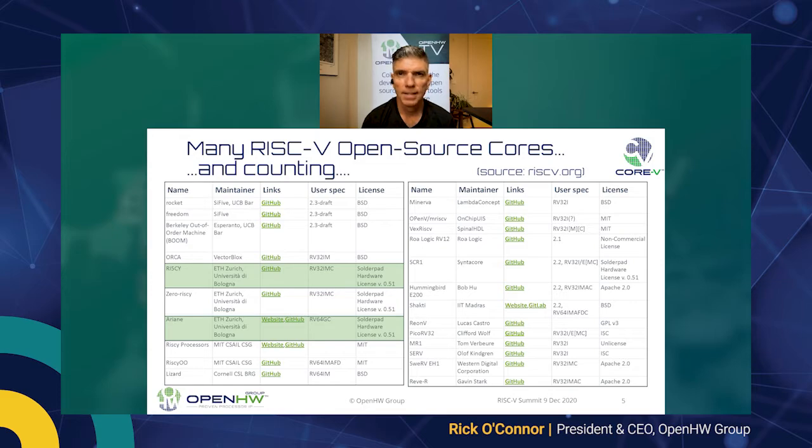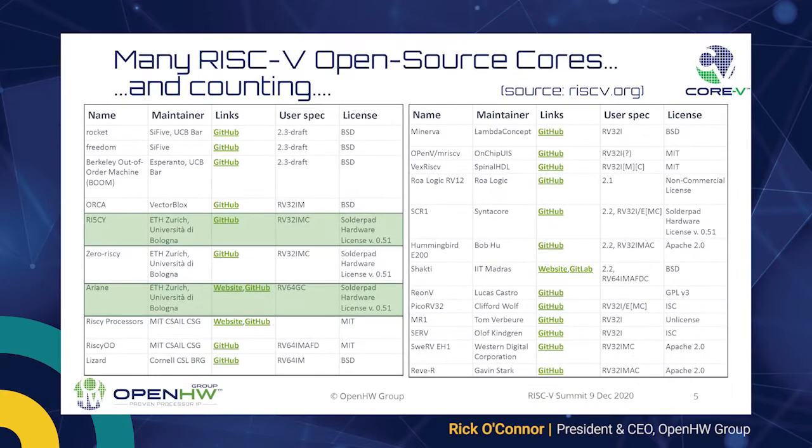As illustrated on this slide, we have a number of open source cores, as you can see on the riscv.org site. While this list is an older list, it's illustrative in the fact that there are many cores. And you can make a very strong argument that too many cores is a bad thing from an adoption and long-term viability and support standpoint.